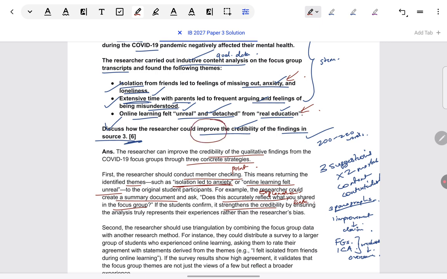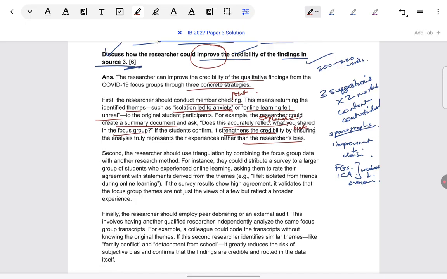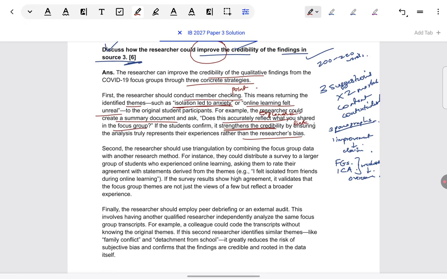The question is asking about improvement. So how does this improve the data that has been collected? Because it strengthens credibility. Researchers' bias will not be a part of the themes, because in case the themes they have formulated are biased, the students will point out that that is not what they meant. The researchers will be able to revise the theme and bias will be eliminated. As simple as that. The remaining paragraphs are done in the same way.